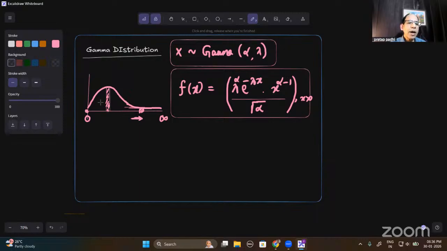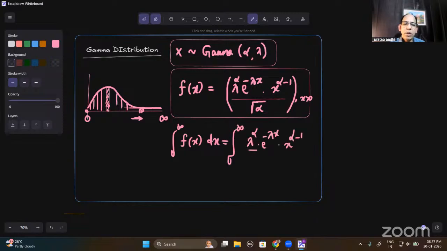And this value you know. You can check that the total probability is 1. This is simple mathematics: if you sum up all, this should be equal to 1. How can you check it? The integral from 0 to infinity of lambda to the alpha e to the minus lambda x, x to the power alpha minus 1, divided by gamma alpha, dx. If you integrate this one, you should get 1.